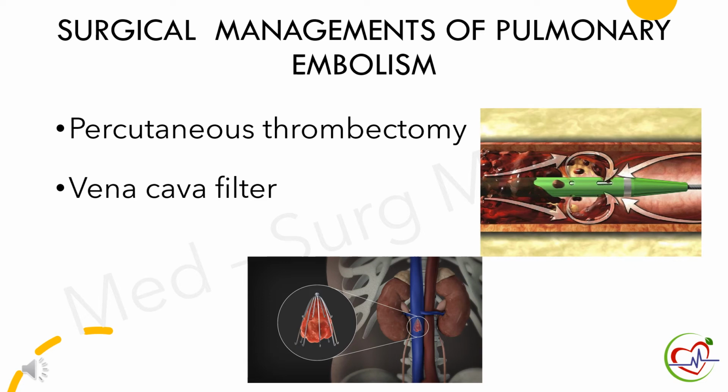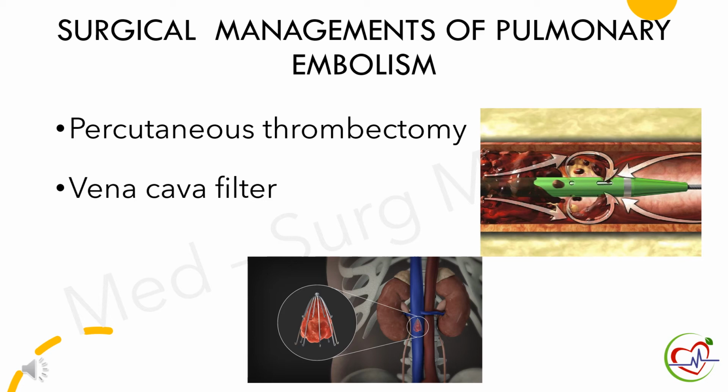A percutaneous thrombectomy is the insertion of a catheter to the site of embolism using X-ray guidance. Once the catheter is in place, it is used to break up the embolism and to extract it by suction. It is often used in conjunction with thrombolytic therapy.